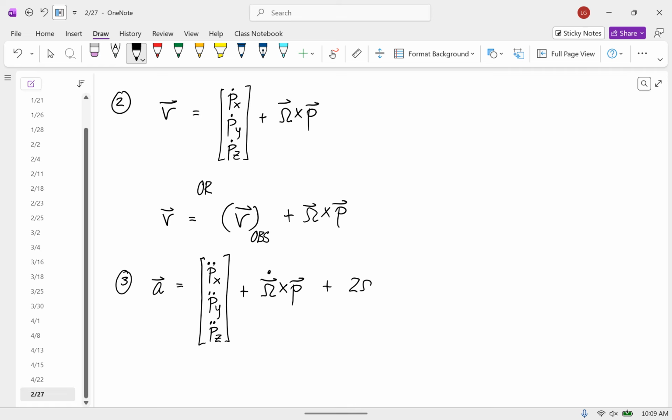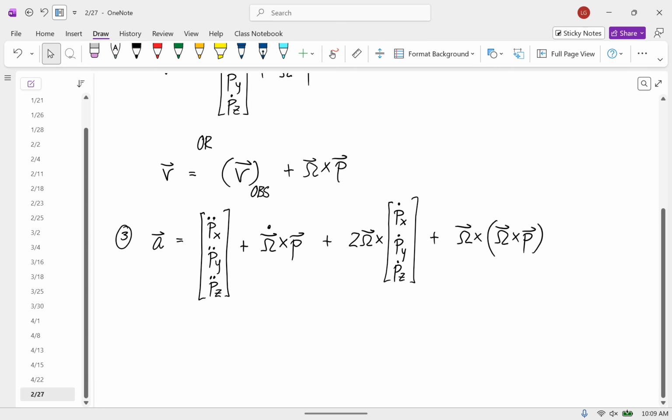Plus 2 times the angular velocity of the coordinate system crossed with the first time derivatives of the position vector components. Plus angular velocity of the coordinate system crossed with the quantity angular velocity of the coordinate system cross P. So you get this messy thing. That'll always be given on tests and stuff. So you don't have to memorize it, but if you do enough problems, you might by accident.